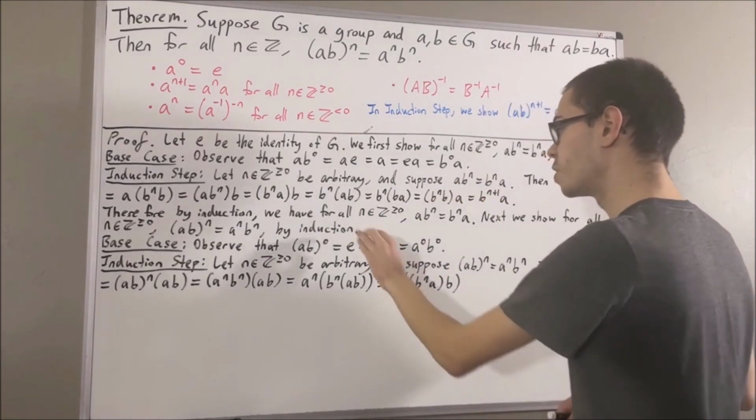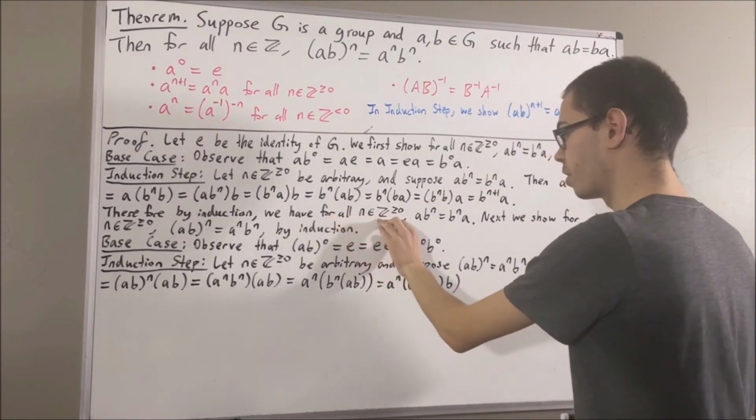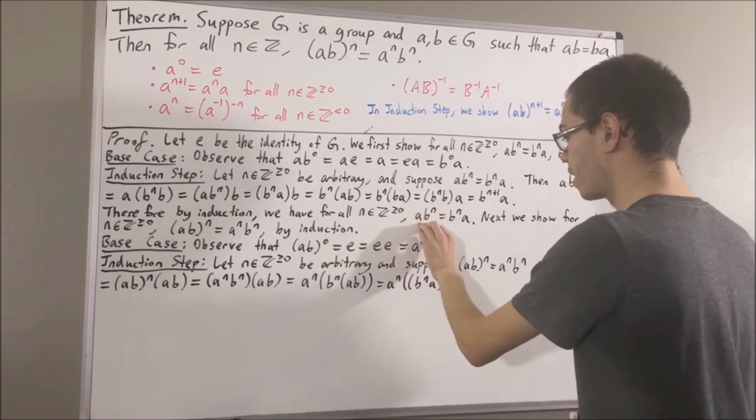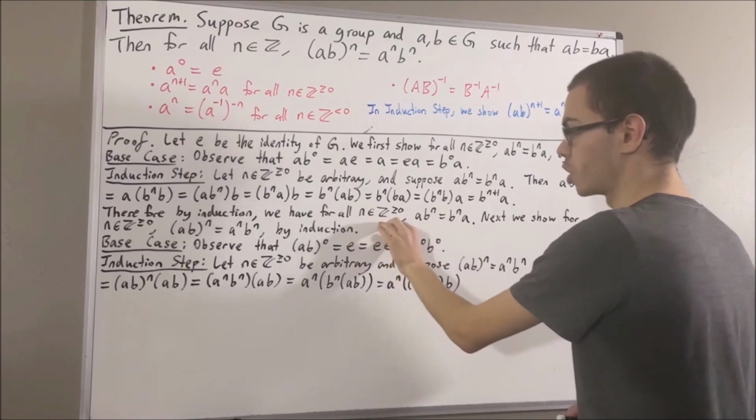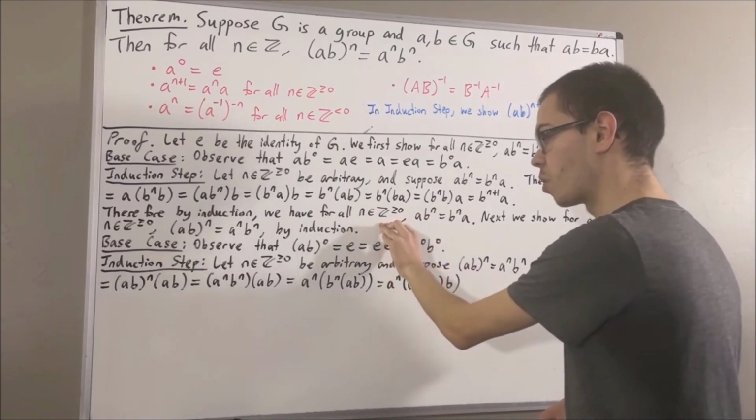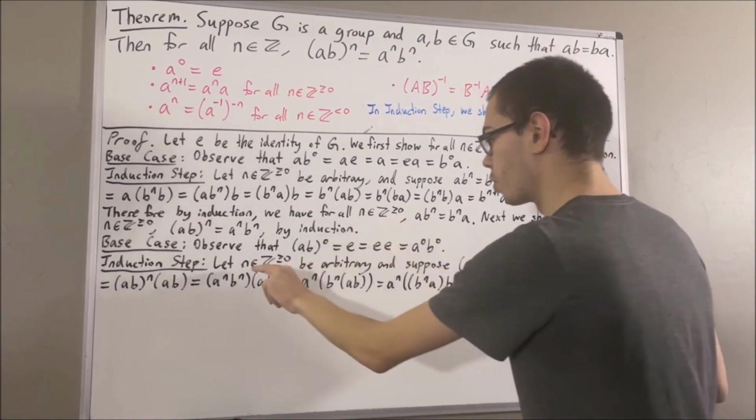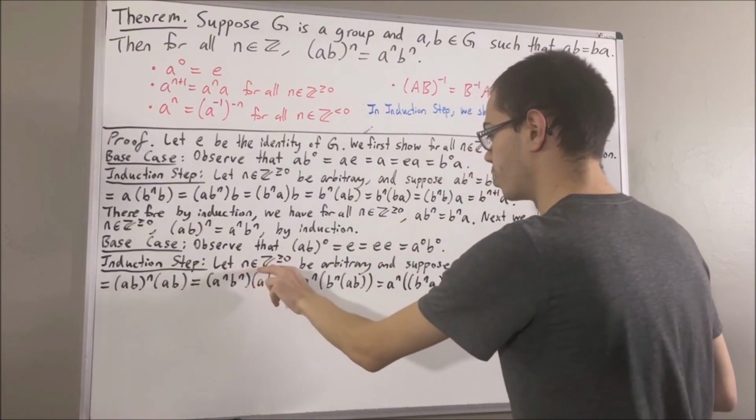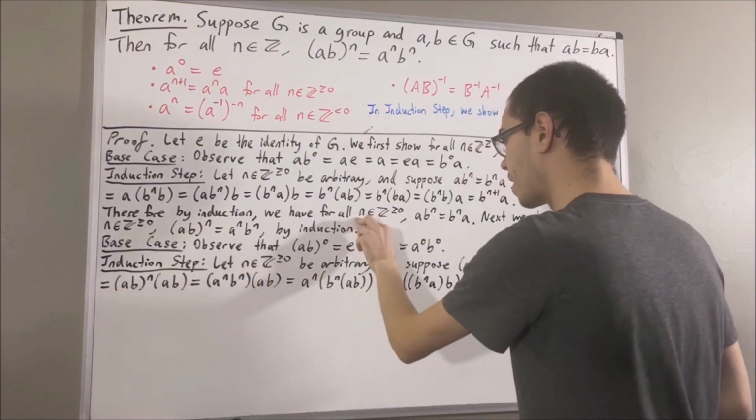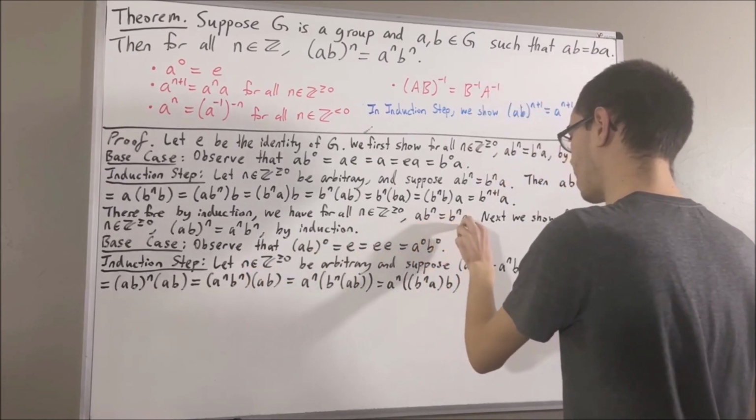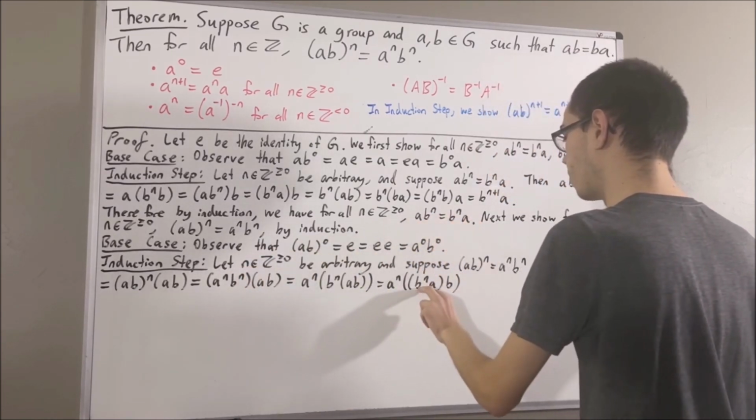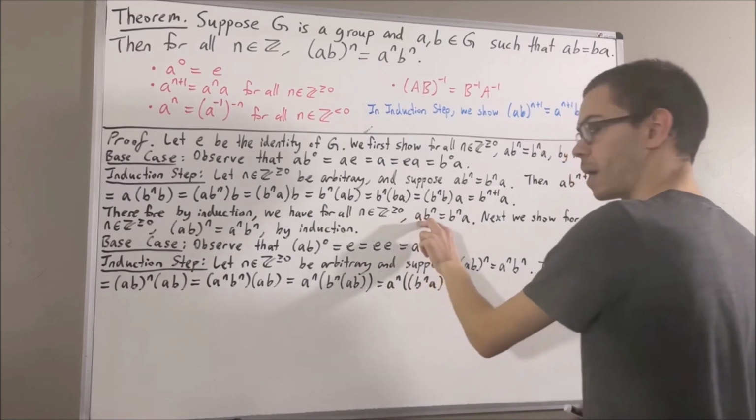Now, we have just proven for all integers n greater than or equal to 0, ab to the power of n is equal to b to the power of n times a. This statement works for every integer greater than or equal to 0. So in particular, it must work for the arbitrary integer n that we introduced here. So taking n to be n, we have that ab to the power of n is equal to b to the power of n times a. So we can replace b to the power of n times a with ab to the power of n.